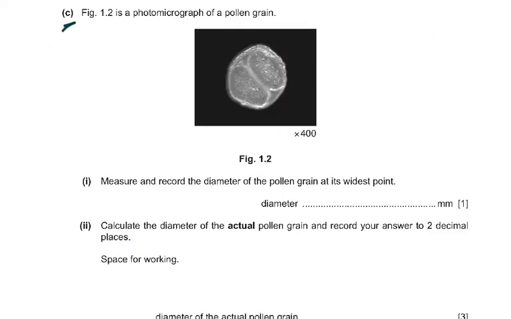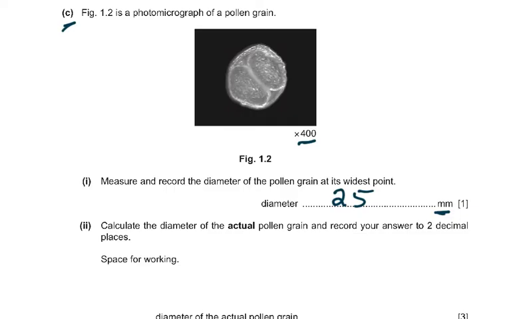Then it says C part, figure 1.2 is a photomicrograph of a pollen grain. Measure and record the diameter. You see it is magnified 400 times. So this was about 25 millimeter. They've given you this unit. Then you said calculate the diameter of the actual pollen grain.